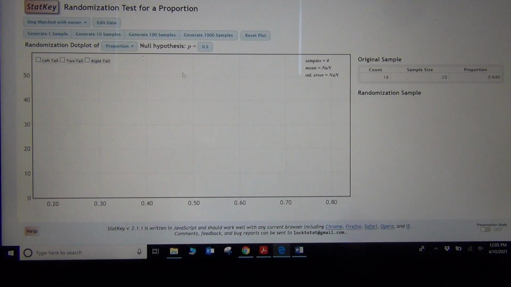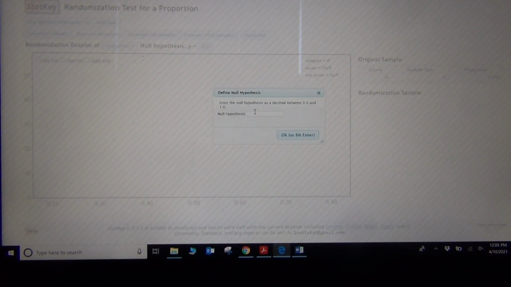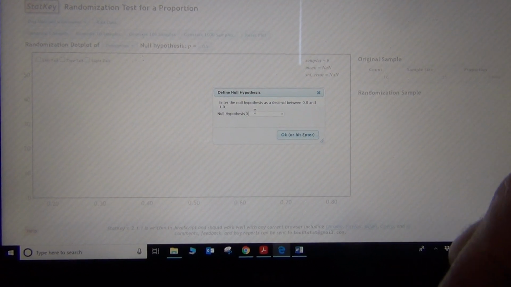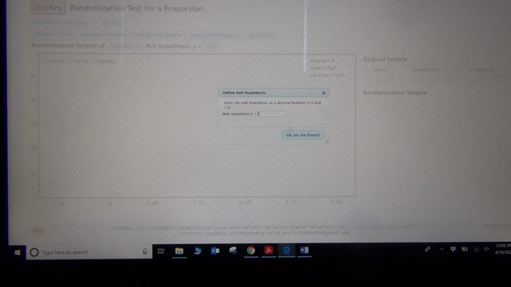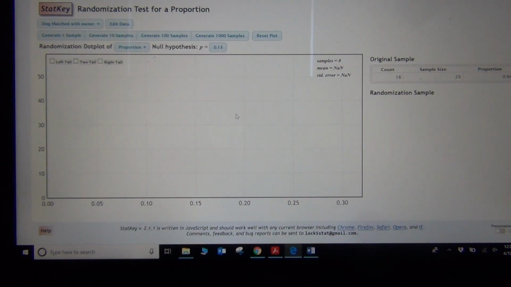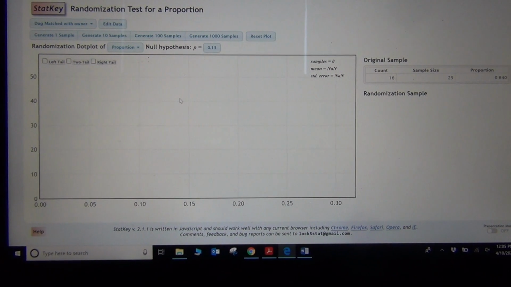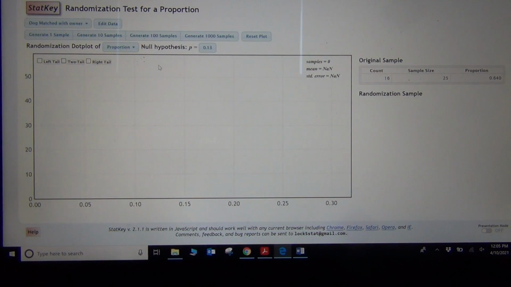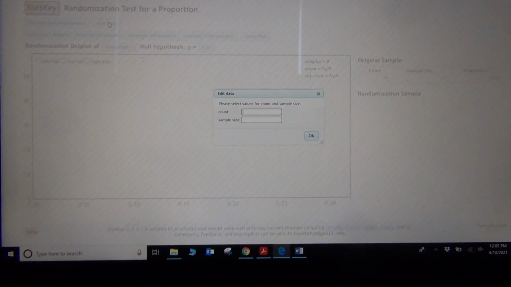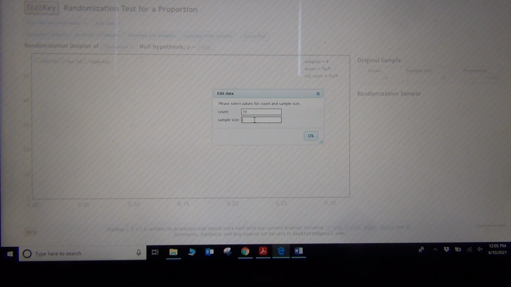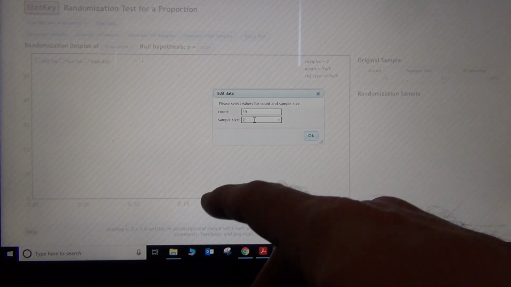Now we're going to go ahead and change the null hypothesis. Remember, our null hypothesis was pi or p equals 13%. Right now it's set at 0.5. I'm going to change it to 0.13, 13%. That was our null hypothesis. Okay, now we need to edit data. It told us to go to edit data and put in the count and the sample size. So the count was 39, and then the total sample size was 260.